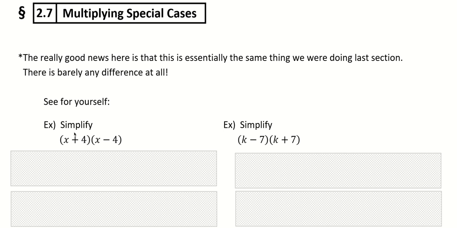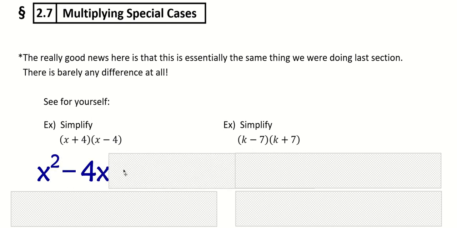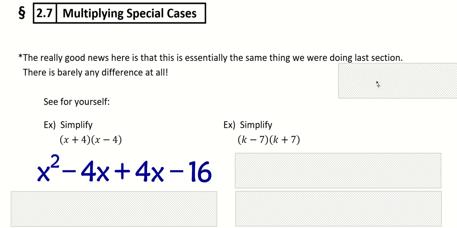If we were to multiply these two binomials together, wouldn't we need to distribute the x through that other bubble? So x times x is x squared, and then x times negative 4 is negative 4x. But then we also have to distribute this positive 4. 4 times x is positive 4x, and then positive 4 times negative 4 is negative 16.